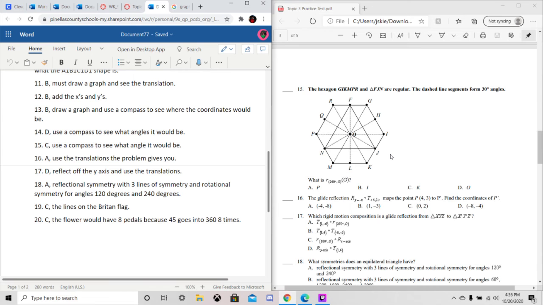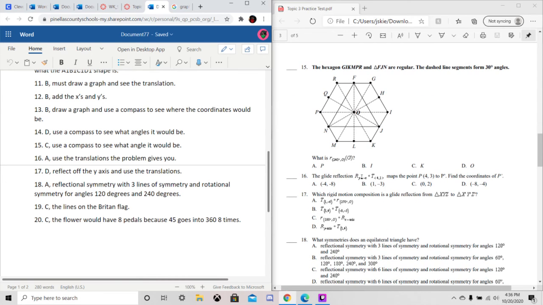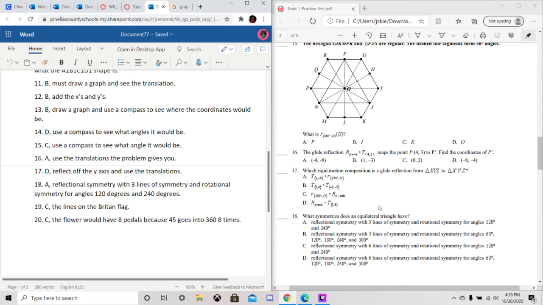Alright, where am I? 15. Nope, 16. The glide reflection, y equals negative x, and all that. So you'd use the translations the problems give you, and you'd translate on a graph. And like I said, your math teacher seems pretty strict, so that kind of scares me a little. This is my work on the left. That's what I did. I didn't draw a graph or anything. I just explained it.